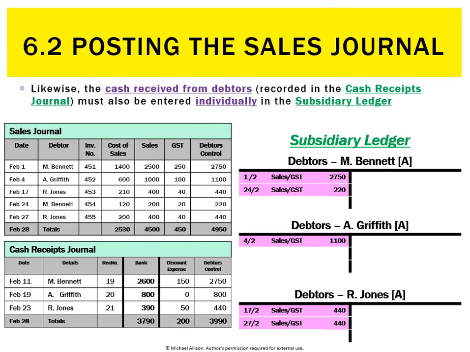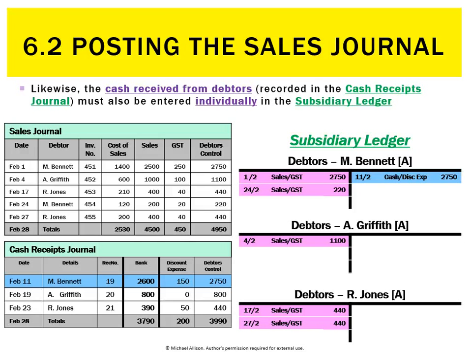What we'll also have though is each debtor will pay some money off their account and possibly get given a discount. So we'll get that information from the cash receipts journal. So we've got that underneath, and in this case we'll post each of these transactions individually to the subsidiary ledger as well. So in this case M. Bennett paid back $2,600 and was given a discount of $150 on the 11th.